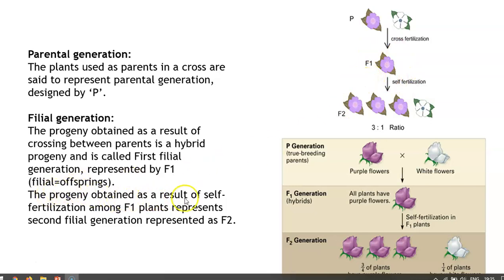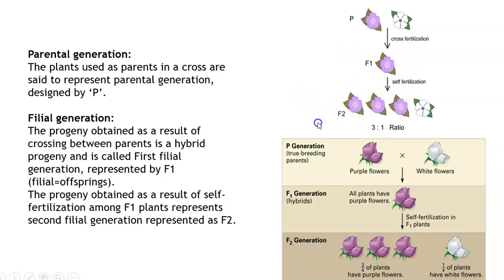The progeny obtained as a result of self-fertilization among F1 plants represent the second filial generation, represented as F2. Here, this particular generation, which is obtained from the self-fertilization of the F1 hybrids, is called the F2 generation.